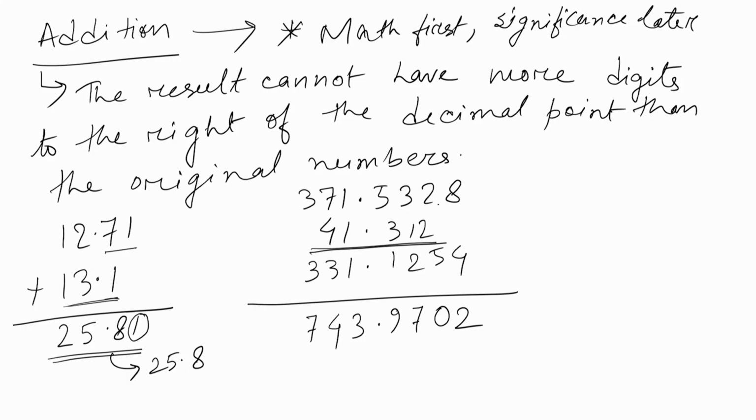So we will have only 3 digits after the decimal point. So we will take these 3. Now we have to remove 2. Again, by the rules of rounding off, 2 is less than 5. So 0 will remain unchanged. So we get the result as 743.970. Okay. Now let's see another example.